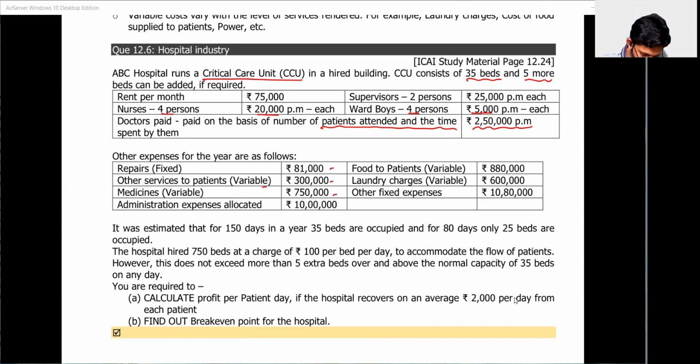Administrative expenses, these are allocated. I told you, when it comes to the hospital, you will have to allocate certain common expenses to each type of service. So accordingly, the administration expenses have been allocated to the CCU function also, and it comes to 10 lakhs. Now food to patients, it's variable 8,80,000. Laundry charges variable 6 lakh, and other fixed expenses 10,80,000. So if you clearly observe, whatever expenses are given in the question have been bifurcated either as fixed or variable, or you may be able to do the allocation whether it is fixed or variable on your own. Okay, so there will be something for that.